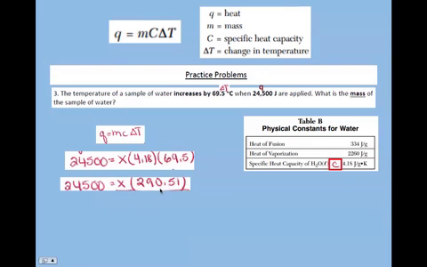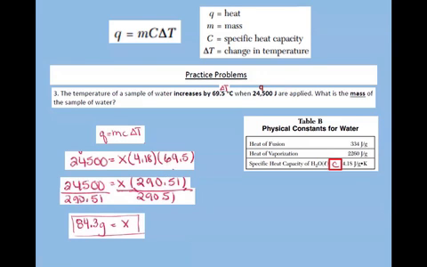Okay, if you think back to math class, I get X by itself. I'm going to divide both sides by that 290.5. So I can get rid of them, have X by itself. So when I do 24,500 divided by 290.5, I get 84.3 grams.